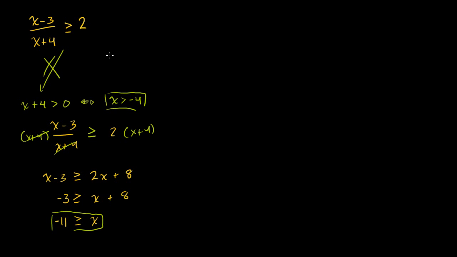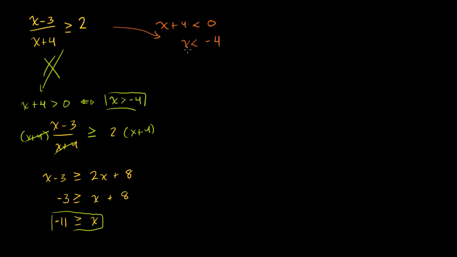So let's assume what happens when x + 4 is less than 0. What happens when x + 4 is less than 0? And once again, that's an equivalent statement, if we subtract 4 from both sides, to saying that x is less than -4.